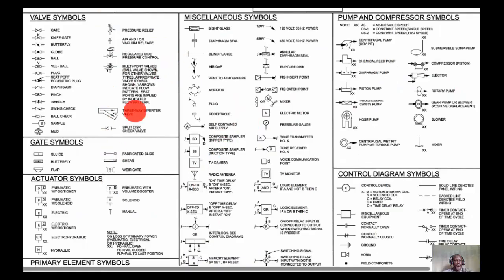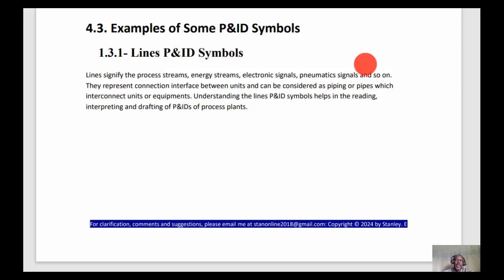This is another form of a legend sheet. Okay, here we have the valve symbols. We have the gate symbols for this project, the actuator symbols, the control diagram symbols, then the miscellaneous symbols and the pump symbols. Example of some P&ID symbols: we have the line P&ID symbol.